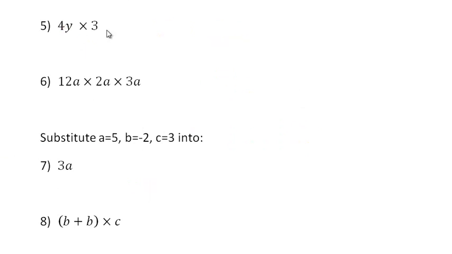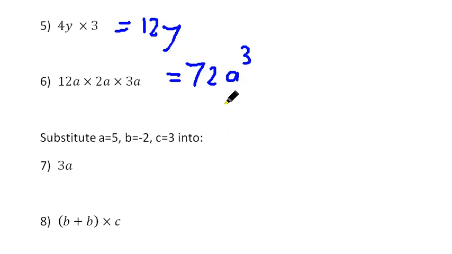Question number 5, 4y times 3. Well, 4 times 3 equals 12, so it's simply 12y. Now 12 times 2 times 3, 12 times 6 is 72. A times a times a, well, that means there's 3 lots of a, so it's a cubed.